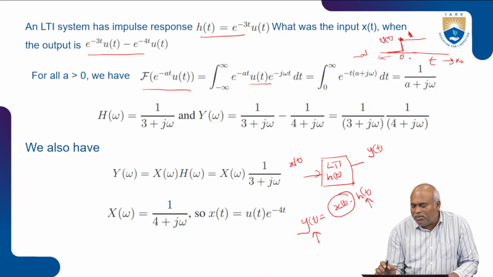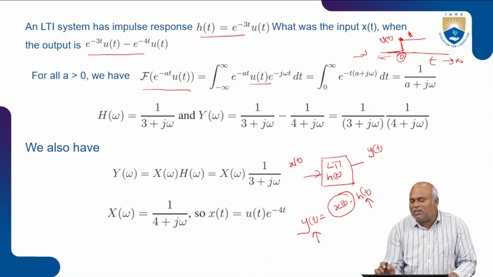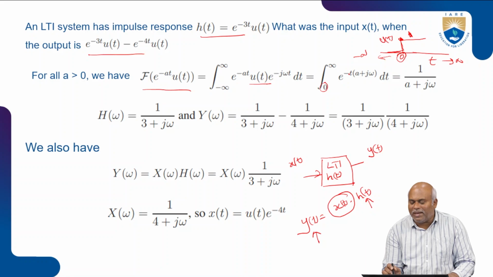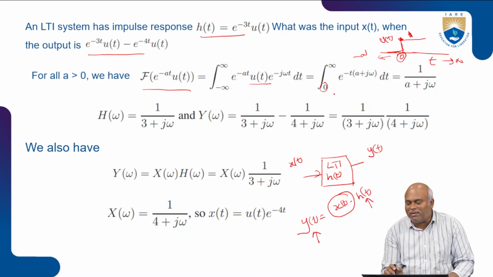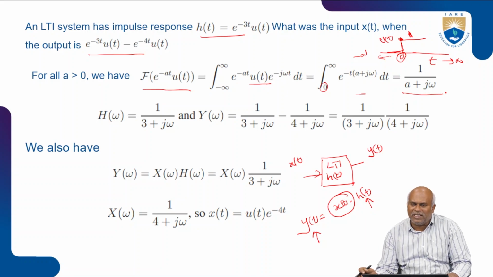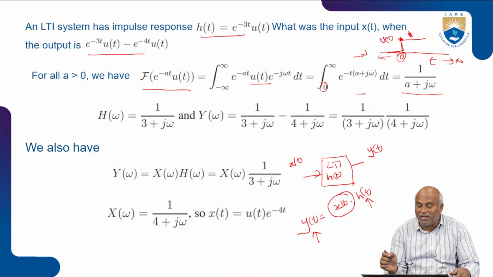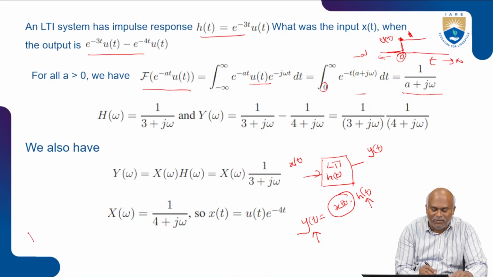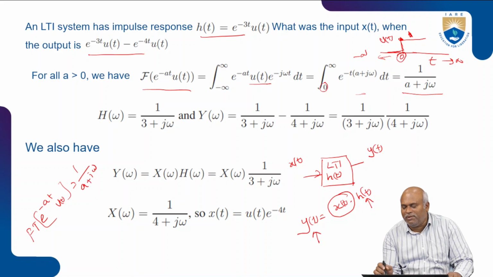So the signal is present for 0 to infinity only. That's why the integration is from 0 to plus infinity. Simplifying, it is e power minus (a plus j omega) t dt. We can integrate and substitute the limits, and we get 1 by a plus j omega. So, as in the last example also, the Fourier transform of e power minus at u of t is equal to 1 by a plus j omega. We got this equation.